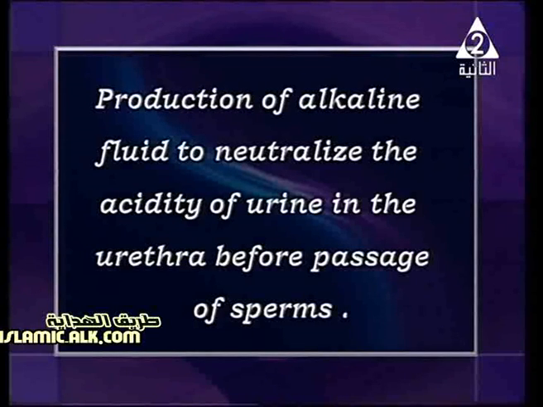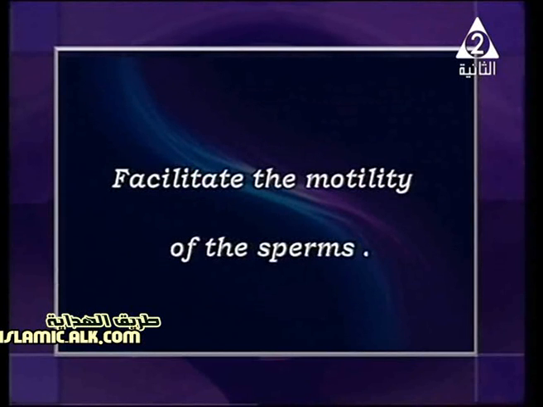This is the function of the two glands, Cooper's gland and the prostate gland, to produce an alkaline fluid that neutralizes the acidity of the urine in the urethra, or urinogenital opening, before the passage of the sperms. Finally, it facilitates and helps the sperms in their journey, or motility of the sperms.